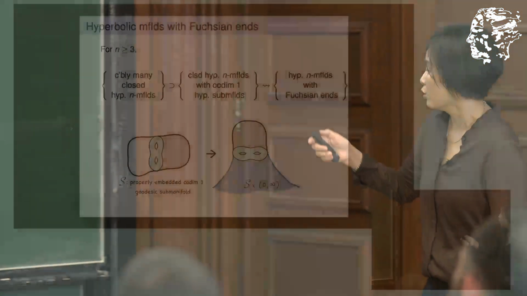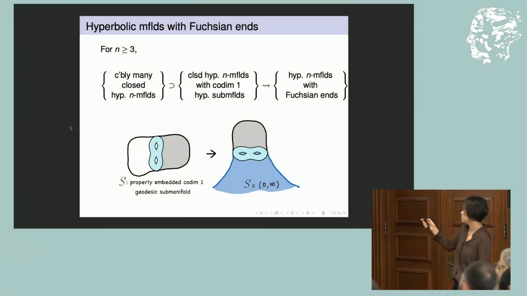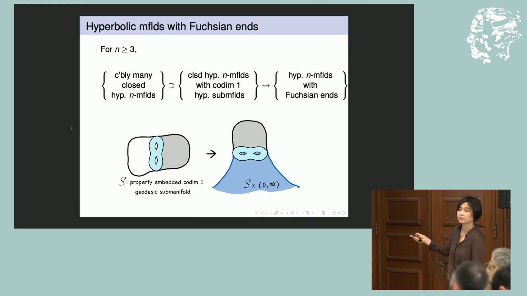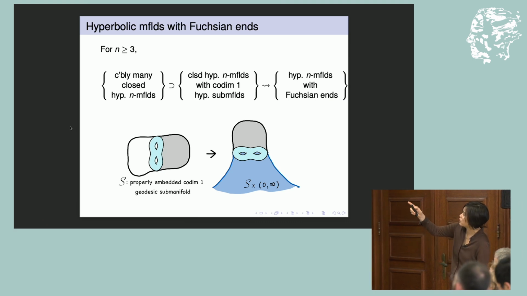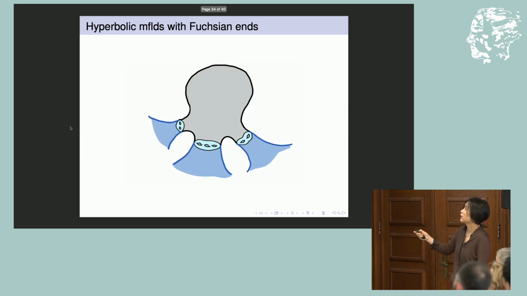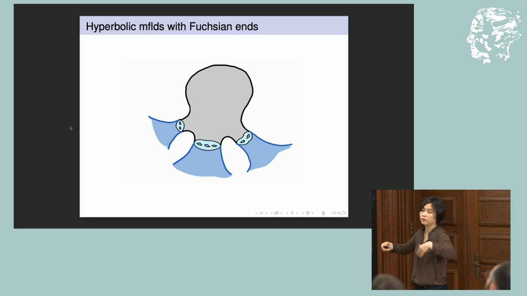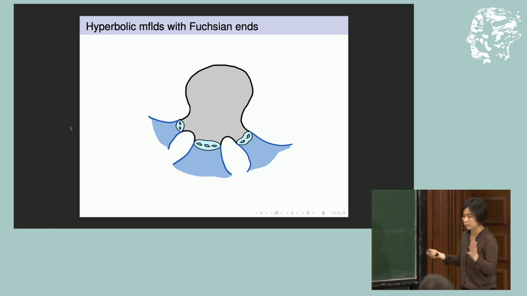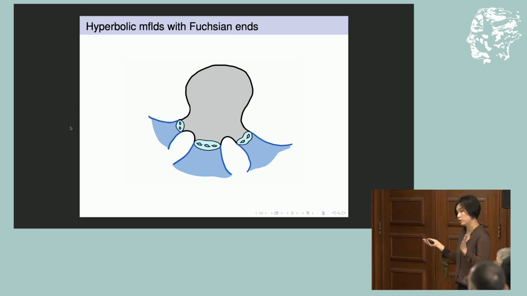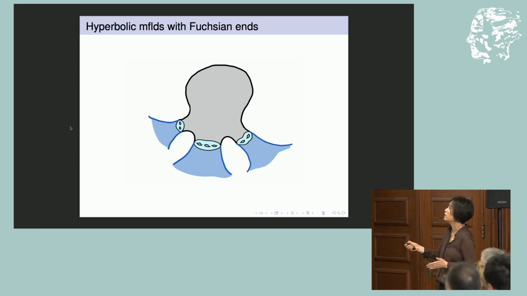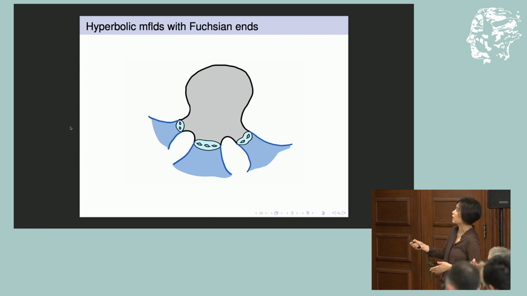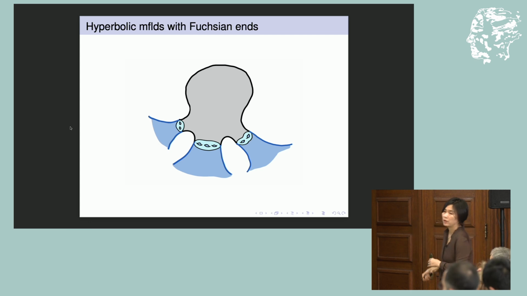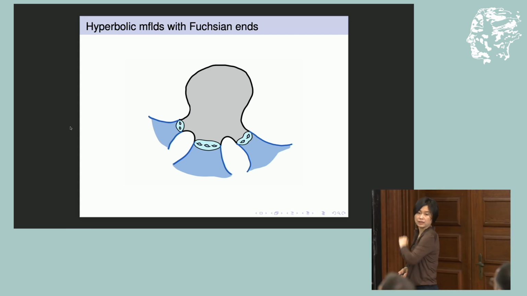Okay? So this is how we obtain a hyperbolic n-manifold with the Fuchsian end. Here I gave you a picture with one codimension 1 geodesic submanifold, but if you have any finite number of properly embedded codimension 1 geodesic submanifolds which are disjoint from each other, then you can do a similar process and get this picture of a hyperbolic manifold with several Fuchsian ends.